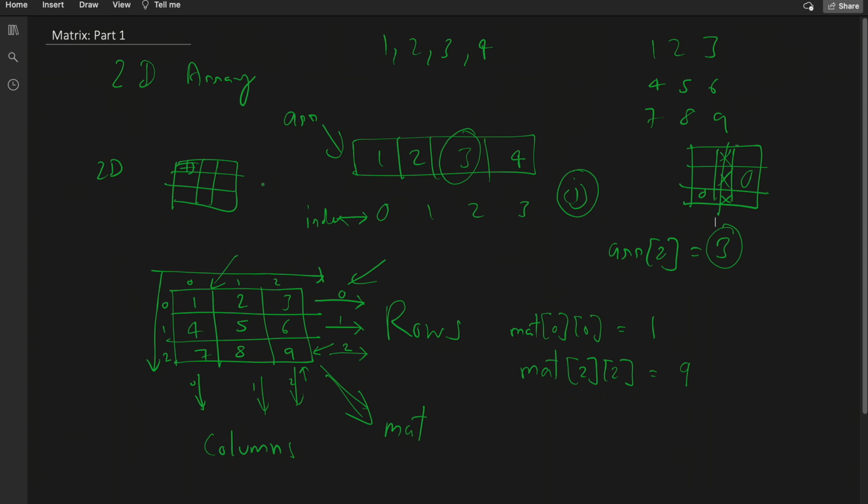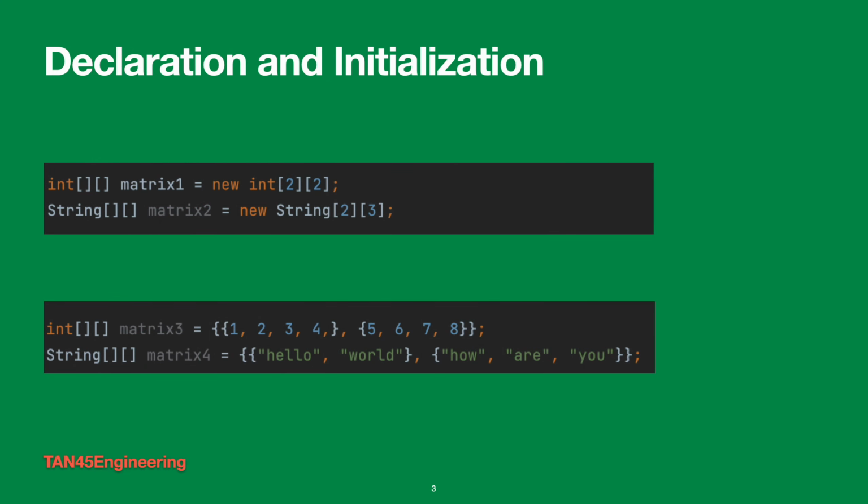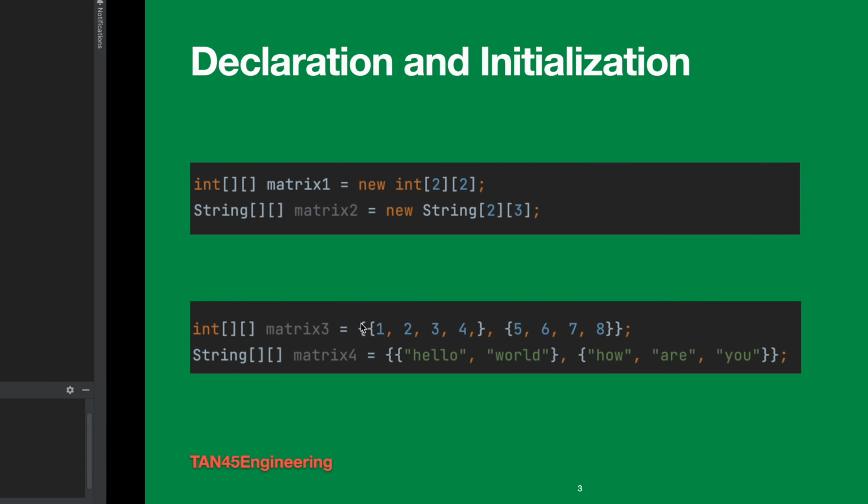So let's go back. Now we understood what a 2D array is, that is, what a matrix is. It is nothing but a 2D array, and this is what it looks like. Let's go further. On the declaration and initialization side, we can initialize it just like we used to initialize an array. We can call it matrix and define the new size. Similarly, we can do it for string, and we can also directly declare it with the initialization of the values. Let's look at the code example.